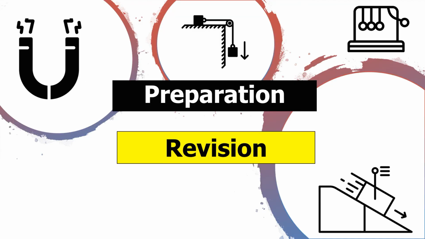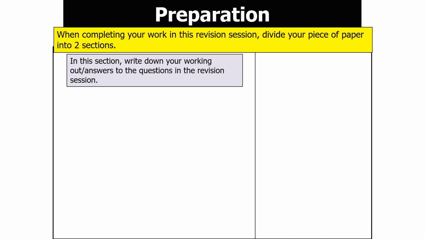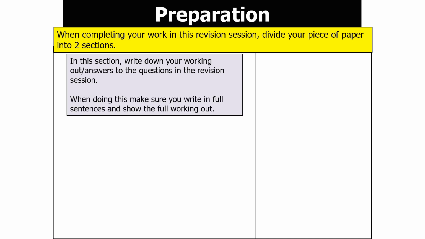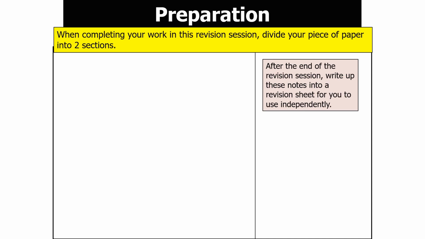So how should you prepare for this revision session? When you complete your work in this revision session, divide your piece of paper into two sections. Make the section on the left hand side larger than the right hand side, and in this left hand side section write down any working out or answers to the questions in the revision session. When you're doing this, make sure to write in full sentences and show your full working out, whilst in the right hand side write down any bits of information which you find useful or any hints and tips on answering questions from this revision session. After the revision session ends, write up these notes into a revision sheet for you to use independently.